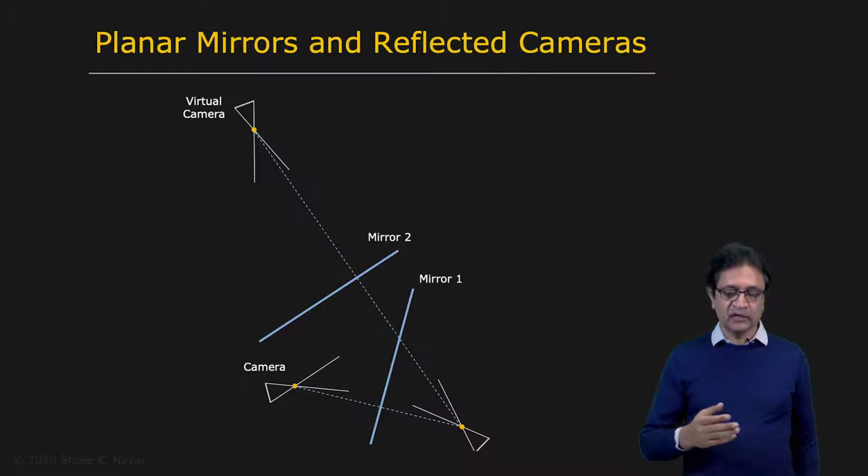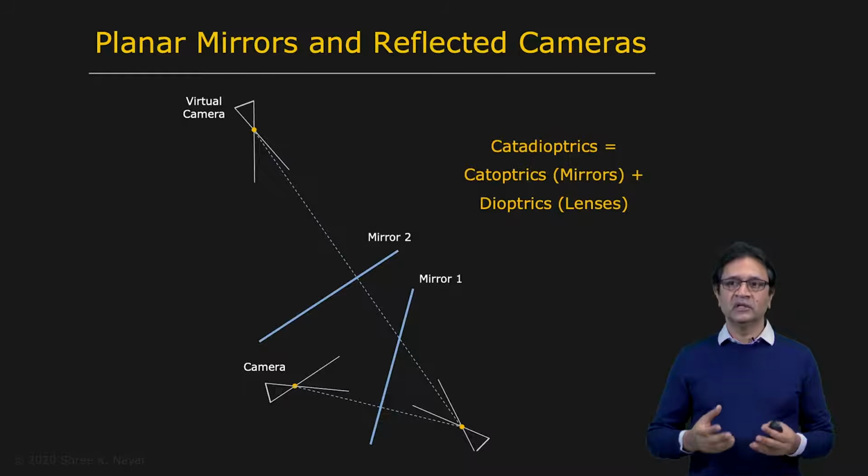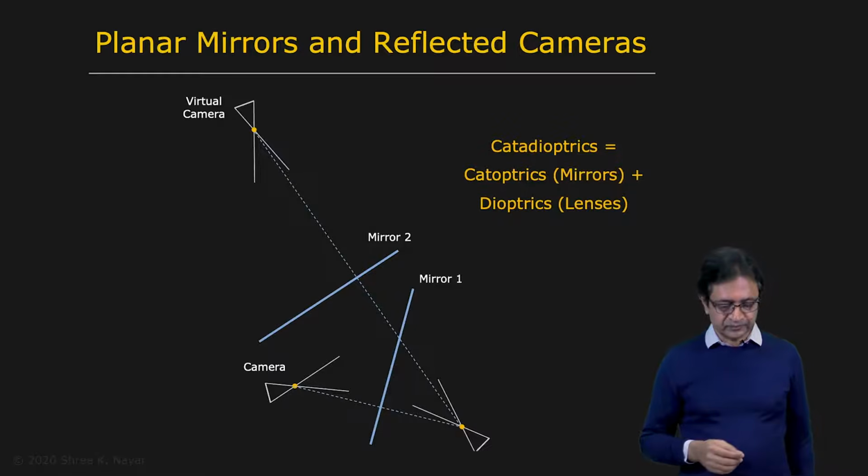This is used in many different applications. It's called optical folding. And actually, this technique for imaging is called catadioptrics. Catoptrics is the use of mirrors, and dioptrics is the use of lenses. This kind of a system uses both lenses and mirrors, and therefore is a catadioptric system.